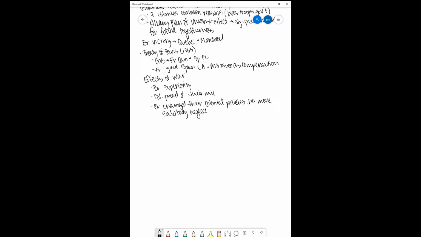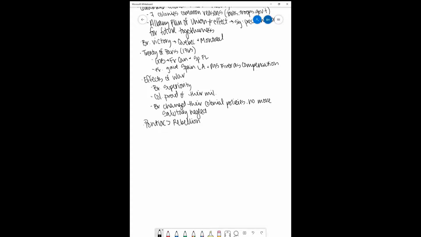Now, some more lasting things that came out from this war, besides the basics just between the British and the French, is going to be due to Pontiac's rebellion. So Pontiac's rebellion was, Chief Pontiac led a group of Native Americans and attacked different colonial settlements on the western frontier, all the way from New York down to Virginia.